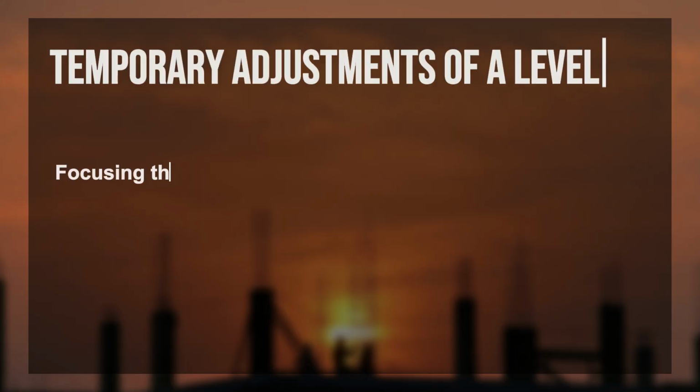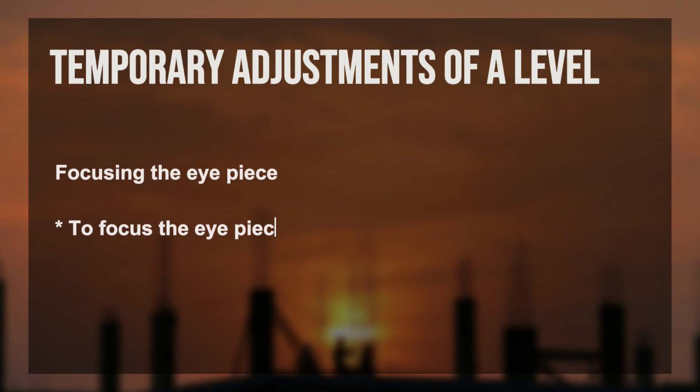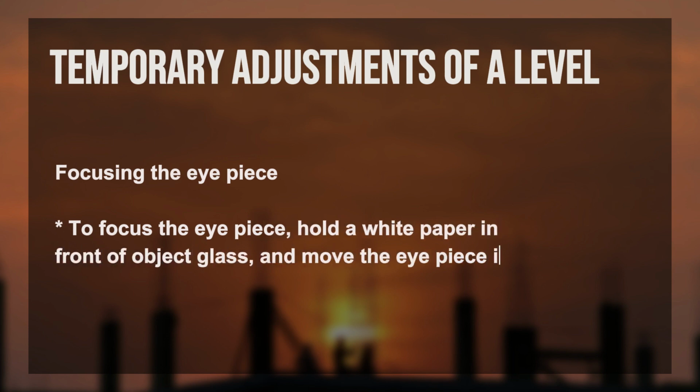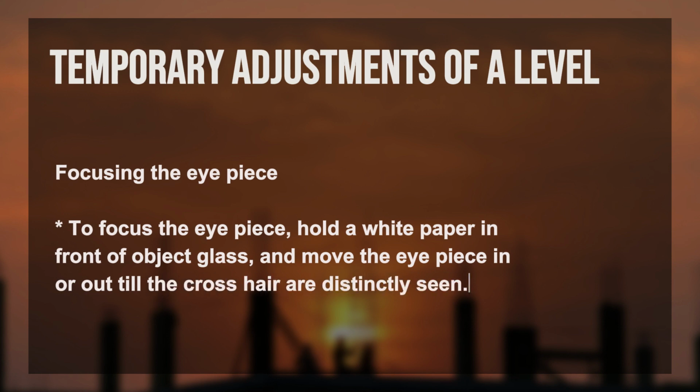The next part of the temporary adjustment is the focusing of the eyepiece. To focus the eyepiece, hold a white paper in front of the object glass and move the eyepiece in or out until the crosshairs are seen distinctly and clearly. So, the paper is kept in front of the object glass and the eyepiece is moved so that the crosshair can be seen clearly.